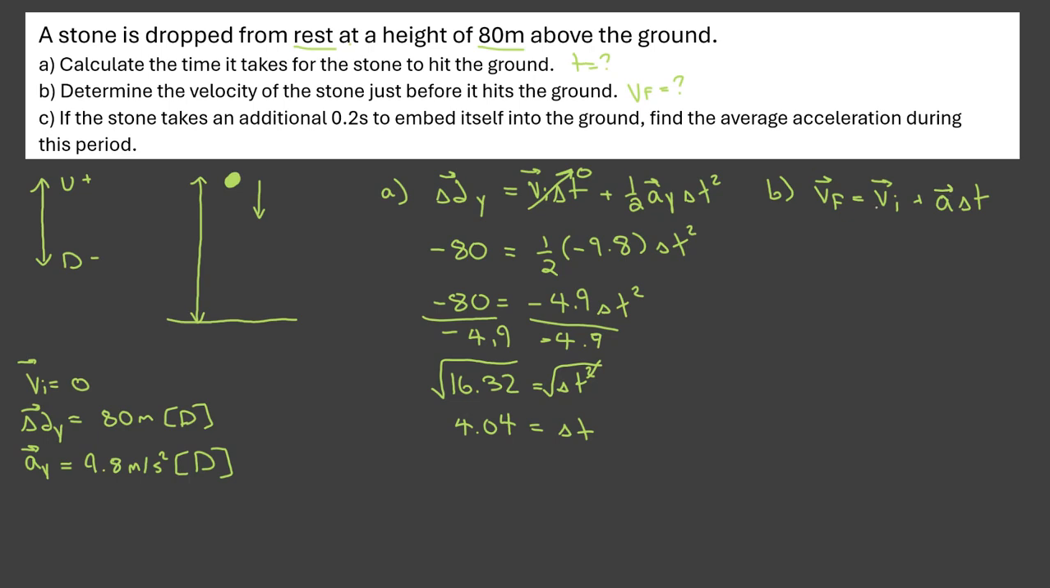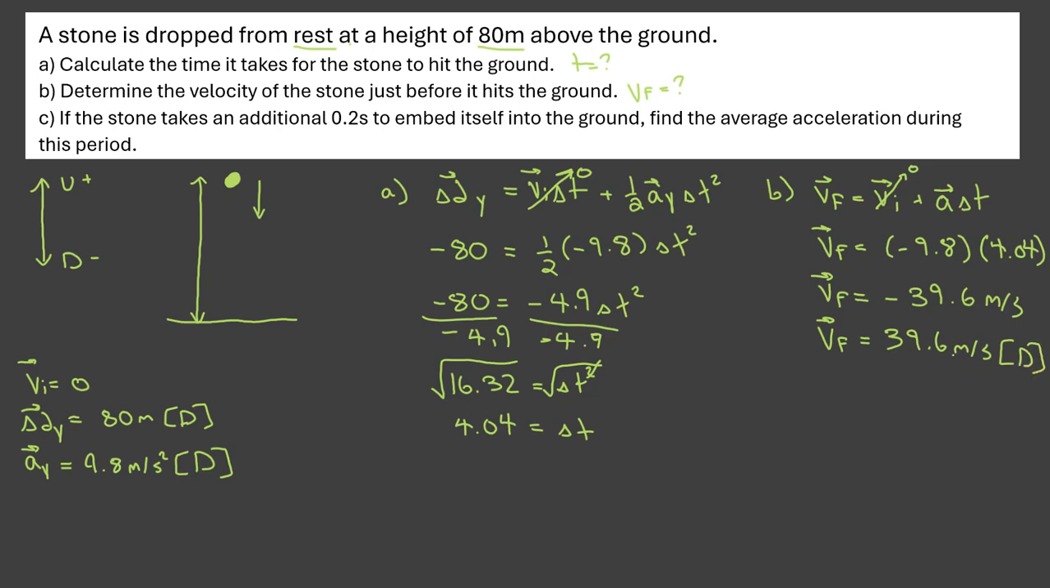Initial velocity is 0, so this term will go to 0. Then my final velocity is just going to be equal to my acceleration, which is negative 9.8, times my time, which I got to be 4.04 from the previous problem. When I put this in my calculator, I'm going to get a final velocity of approximately negative 39.6 meters per second. And since it's a negative value, I could alternatively rewrite this as 39.6 meters per second down.